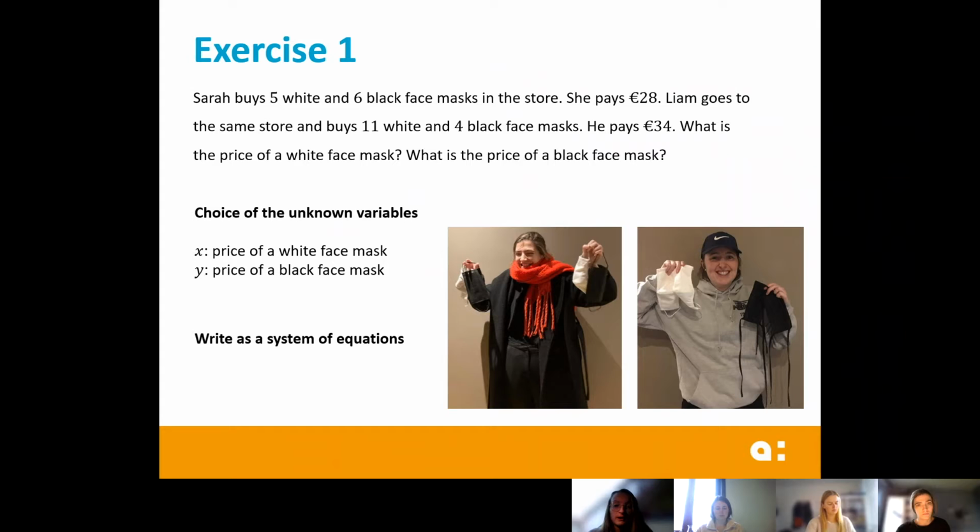Sarah buys 5 white and 6 black face masks. Therefore, she pays 28 euros. We write this as 5x plus 6y equals 28. We also know that Liam buys 11 white and 4 black face masks, and he pays 34 euros. So 11x plus 4y equals 34.